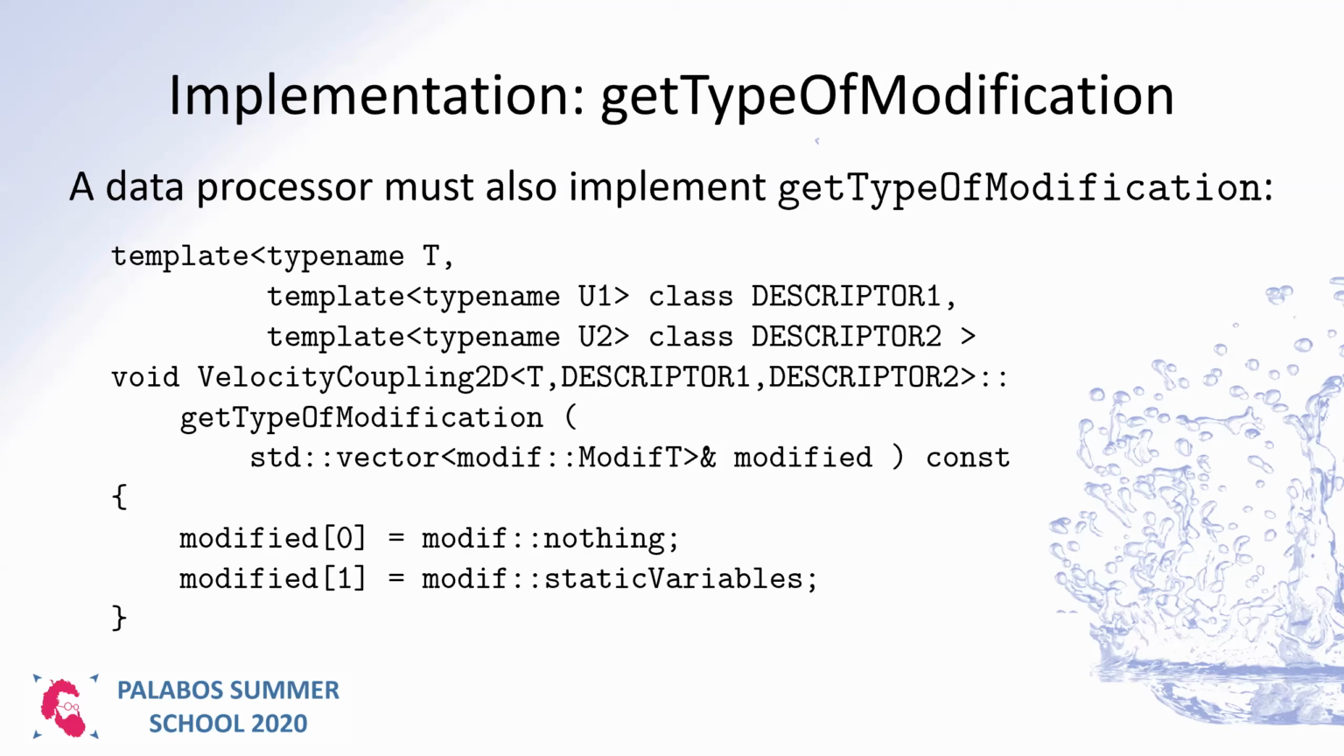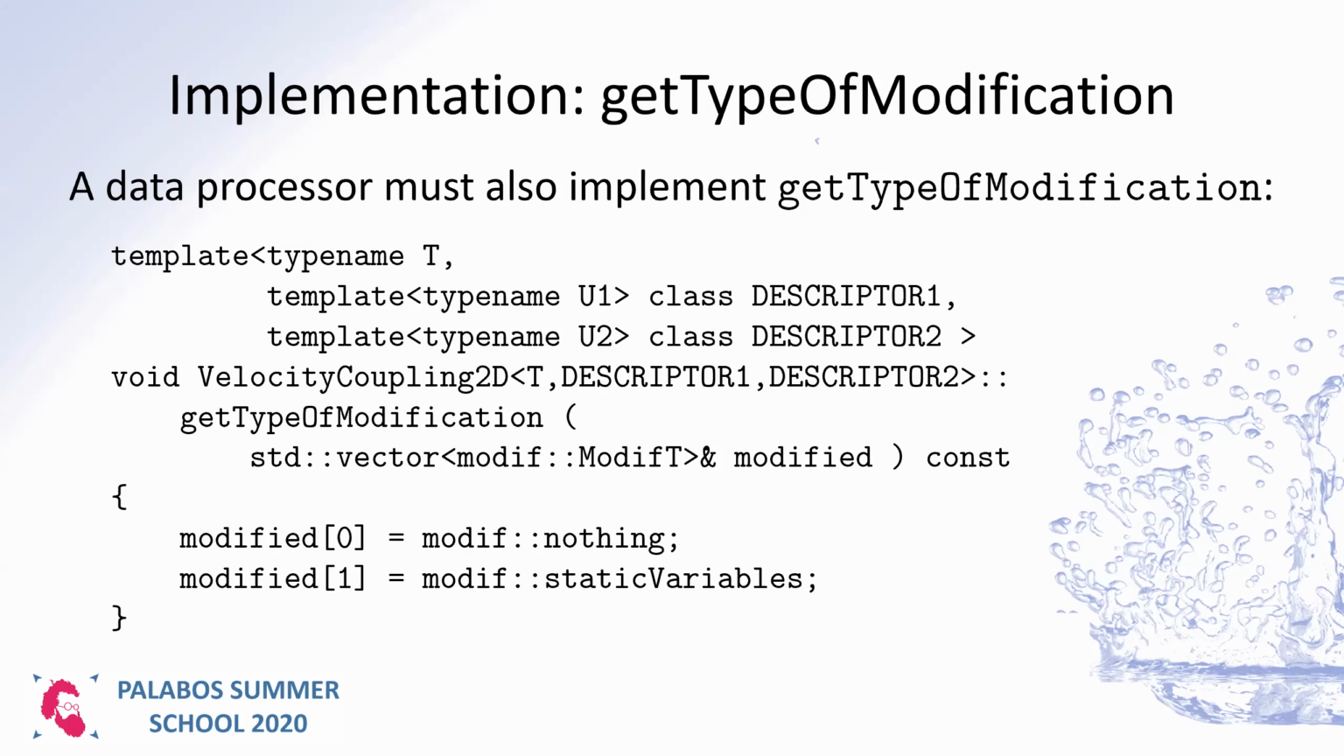If you change one of the two lattices, then communication must be instantiated only for that lattice, and if you change both, then communication is needed for both. So Palabos cannot analyze your code and understand what's going on, so that's something you are going to tell in this method, getTypeOfModification. As you can see here, we say that the first block was not modified by providing the constant nothing, and the second one had its static variables modified. Static variables is essentially the populations plus some additional data which is potentially stored right after the populations.